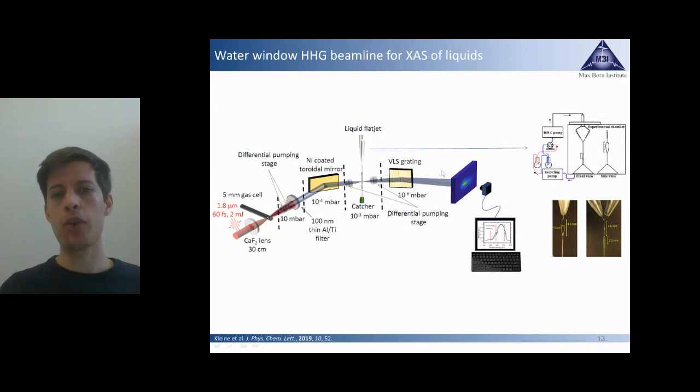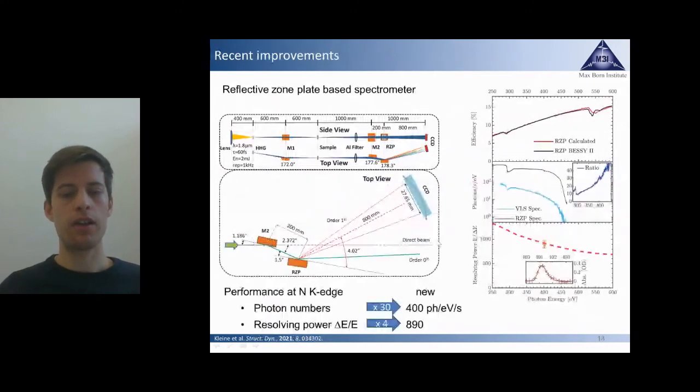And in this first scheme of our setup, we use a VLS grating coupled to a phosphor screen for detection of the soft X-rays. And on this part, we have had a recent improvement. We have exchanged our spectrometer for two optics. So there is a cylindrical focusing mirror and now a reflective zone plate for dispersion instead of the single VLS grating. And with that, we have achieved a 30-times increase of photon numbers, so that we now have 400 photons per millisecond at the nitrogen K-edge, and we also could significantly increase the resolving power of our spectrometer.